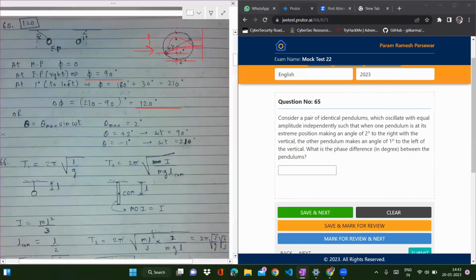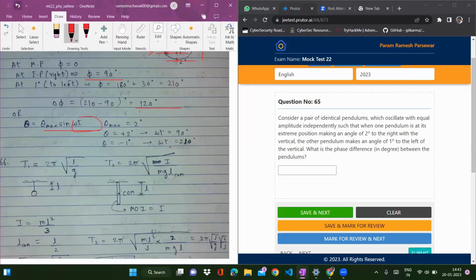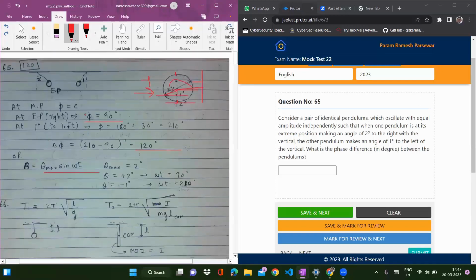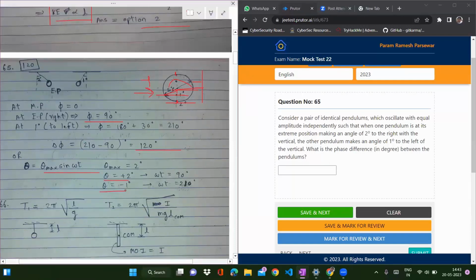The second method for this question can be with the equations, meaning framing the equation that theta equals theta max sine omega t, and we just need to calculate this omega t, which will be the angle. These angles we need to calculate. In the first case, if we solve, theta equals 2 degrees, theta equals minus 1 degree, as it is to the left, meaning we consider the right side motion to be with the positive amplitude and the left with negative. So theta equals plus 2 degrees and theta equals minus 1 degree.